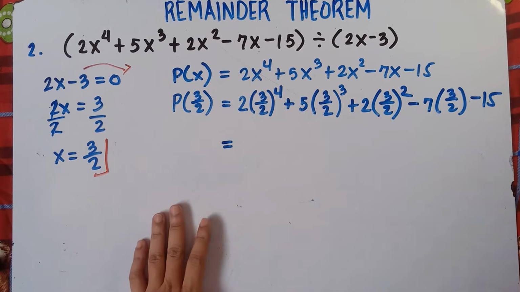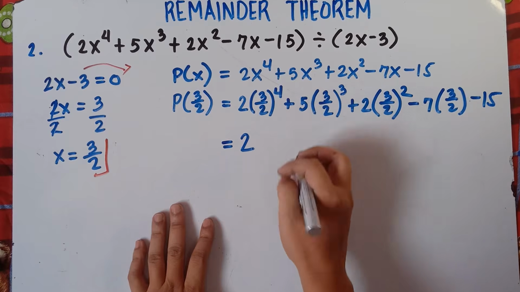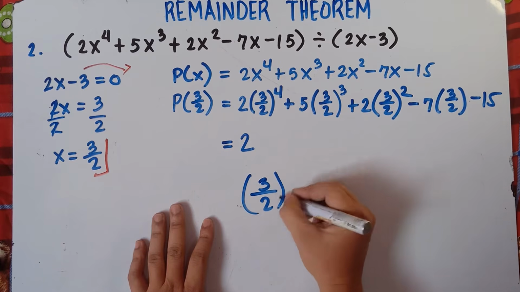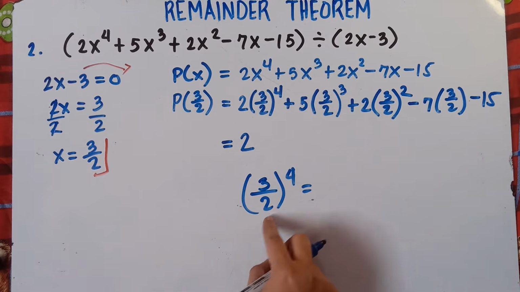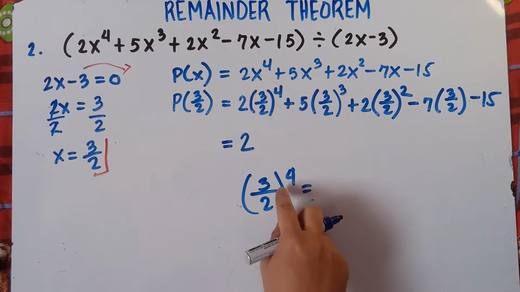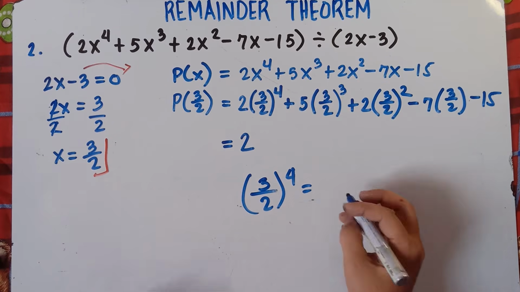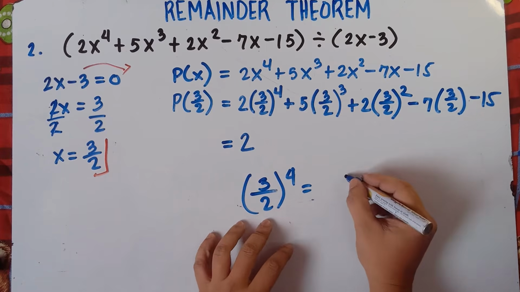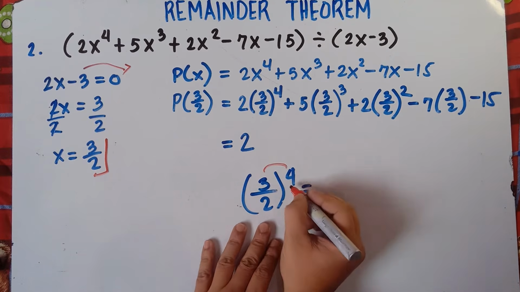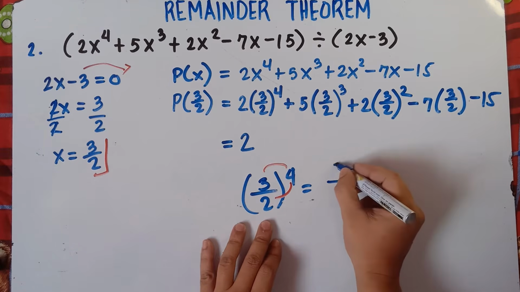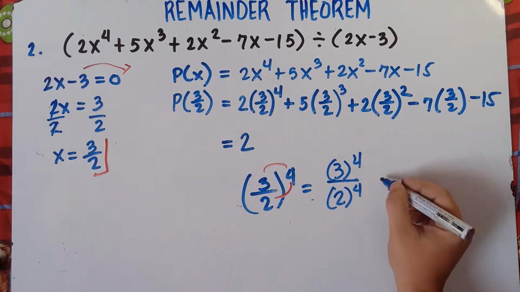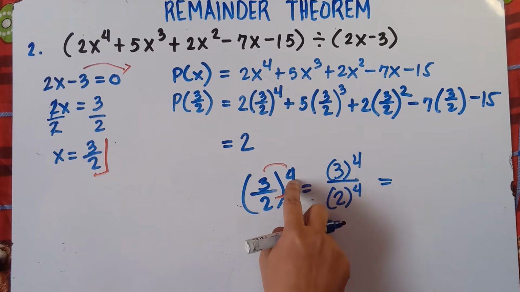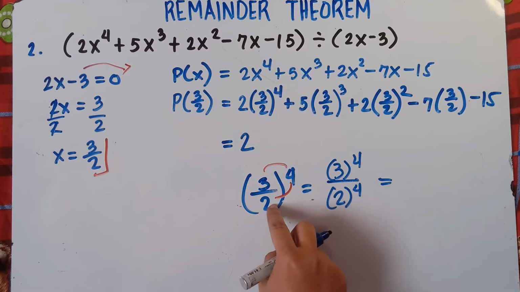So you copy 2, then you simplify 3 over 2 raised to the power of 4. What do you mean by that? 3 over 2 raised to the power of 4 means that you multiply 3 by itself 4 times and 2 by itself 4 times. So you can write this as 3 raised to the power of 4 over 2 raised to the power of 4. This is just the same, class. You distribute the 4 to the 3 and to the 2.